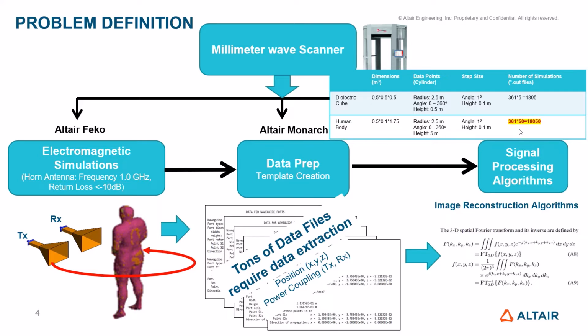Think about going to finer resolutions, and the number of simulation files will increase hugely. If you wanted to go from 10 degrees to 1 degree, you would have 180,500, close to 200,000 files. That means it's a lot of data available from Feko that needs to be worked on, extracting the data using Monarch. Once we set the templates in Monarch, we can work with them closely and then streamline the data for further image processing.